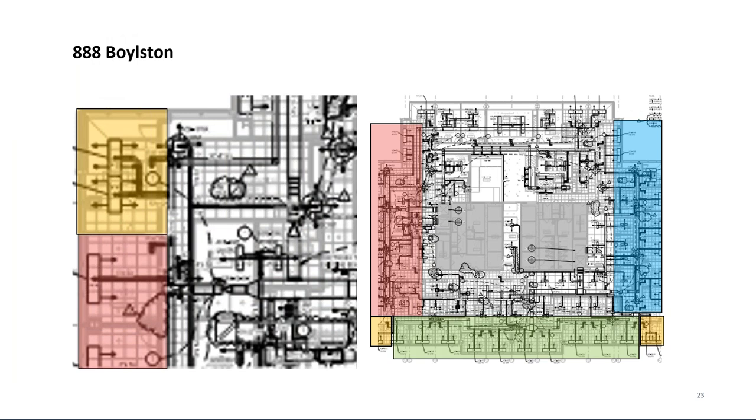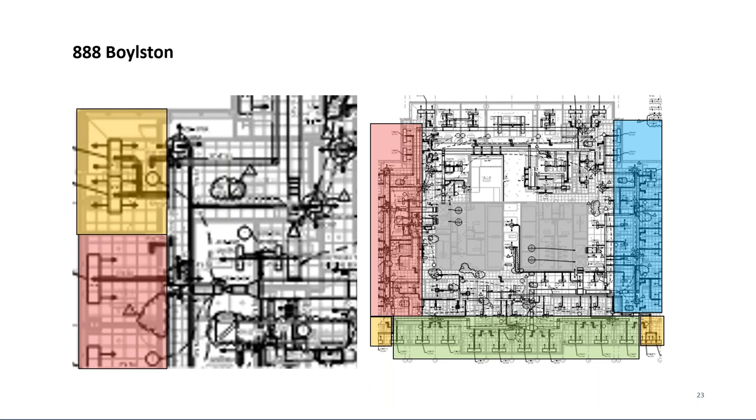So this is a zoning diagram on the right of a floor plate in the building. We designed the building, I think we ended up having maybe 0.2 to 0.25 CFM per square foot. But the chilled beams, when you had the solar heat gain, really needed more like 0.35 CFM per square foot.